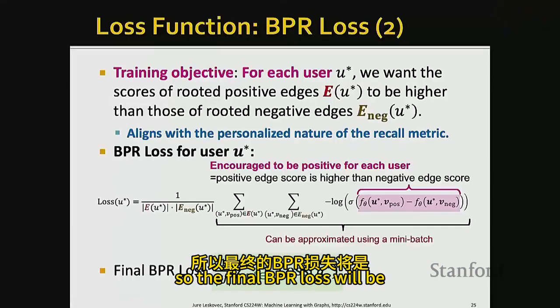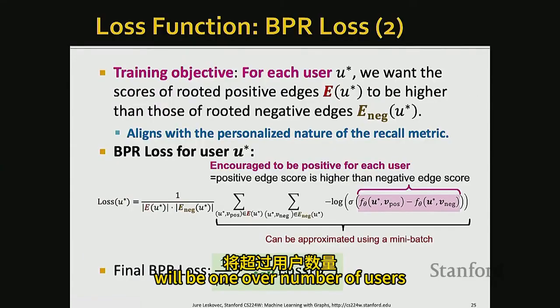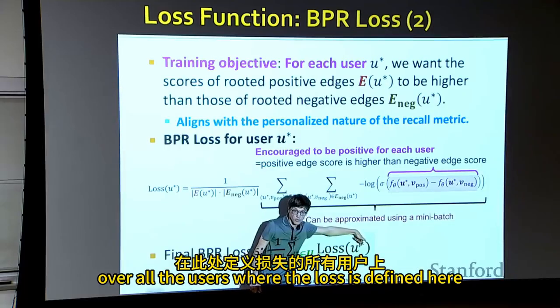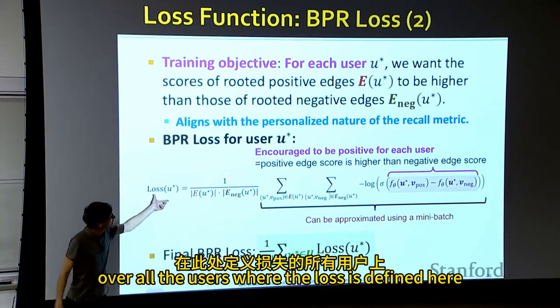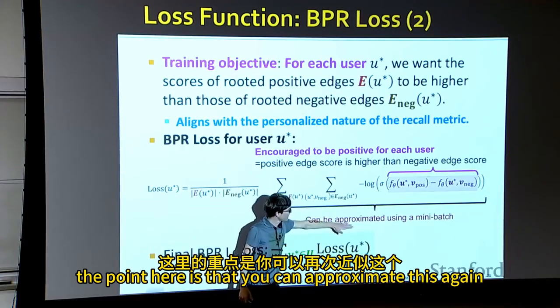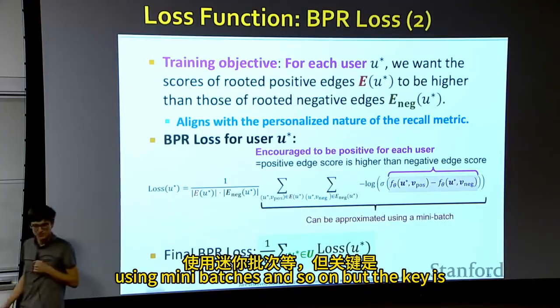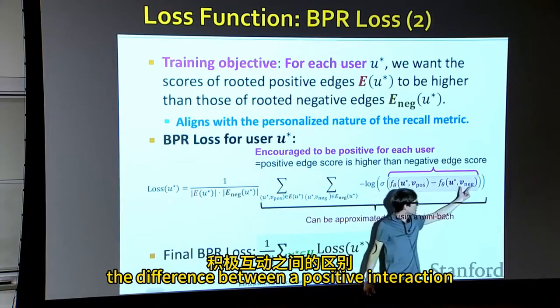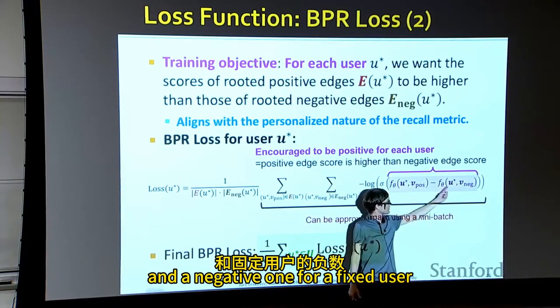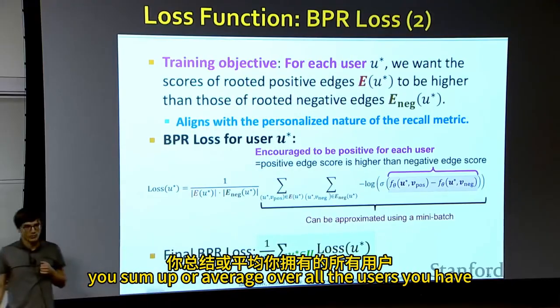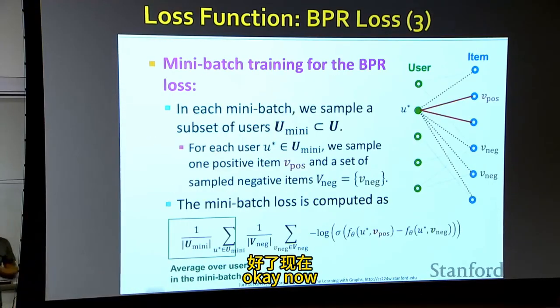Okay, so the final BPR loss will be one over the number of users, and then you are summing this loss over all the users, where the loss is defined here. And again, the point here is that you can approximate this using mini batches and so on. But the key is that you are now comparing the difference between a positive interaction and a negative one for a fixed user, okay? And only then you sum up or average over all the users you have, okay?